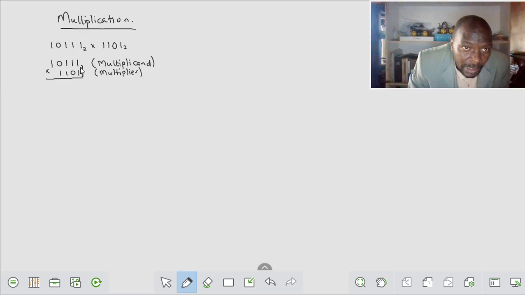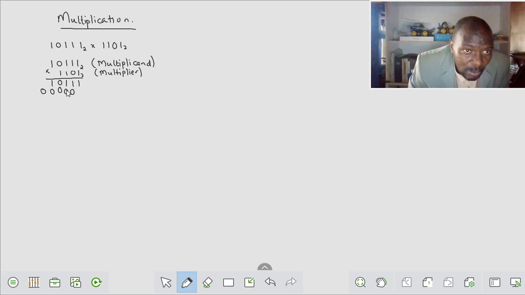Now every time you've got a 1 on the multiplier, you load the multiplicand. So we have a 1 there, so we load the multiplicand. Now we've got a 0. All we do is load 0s. How many bits of 0? As many bits as the multiplicand. The multiplicand has got 5 bits: 1, 2, 3, 4, and 5.